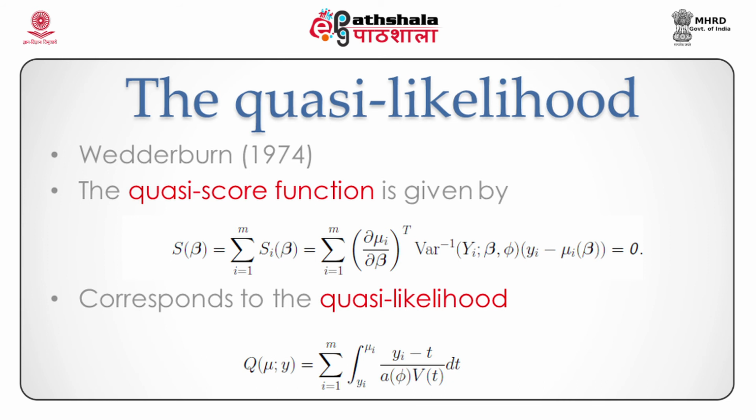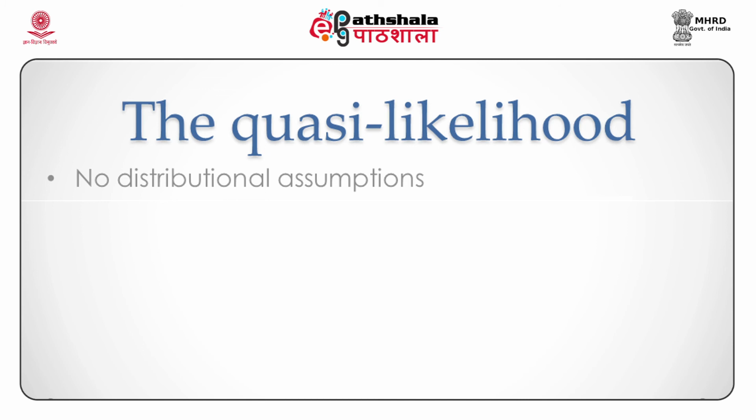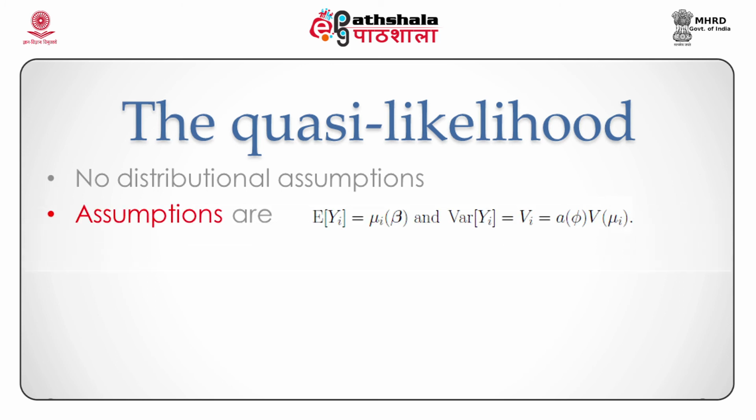So in any situation where we are able to specify V(t), instead of going for likelihood based estimation, we can construct the quasi likelihood and the score functions, pretending that the distribution of the data is given by Q, even if it is not, and apply the properties in the previous slide to get the asymptotic distribution of the regression coefficients. So to repeat again, no distributional assumptions are made. The only assumptions are expectation of y_i equal to mu_i(beta) and variance of y_i equal to v_i, which is some function a(phi) into V(mu_i).